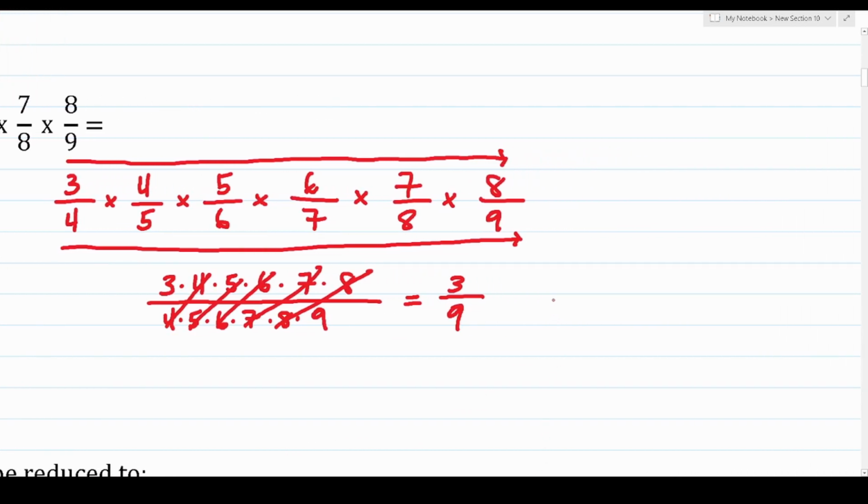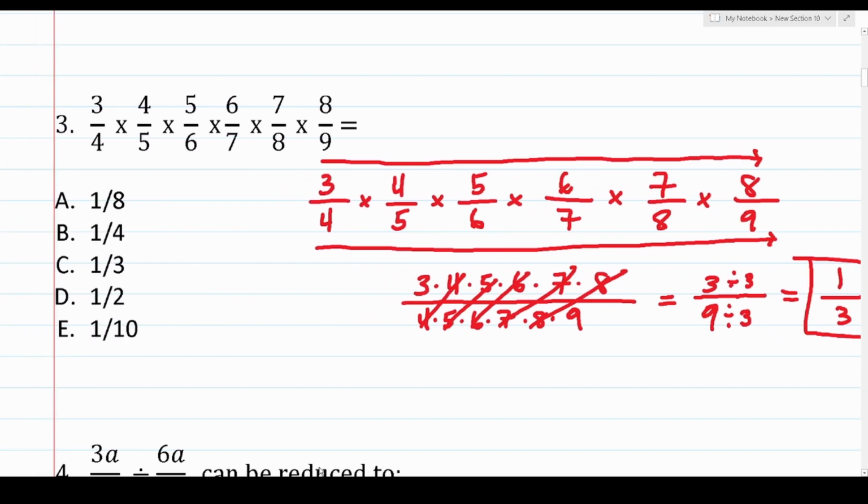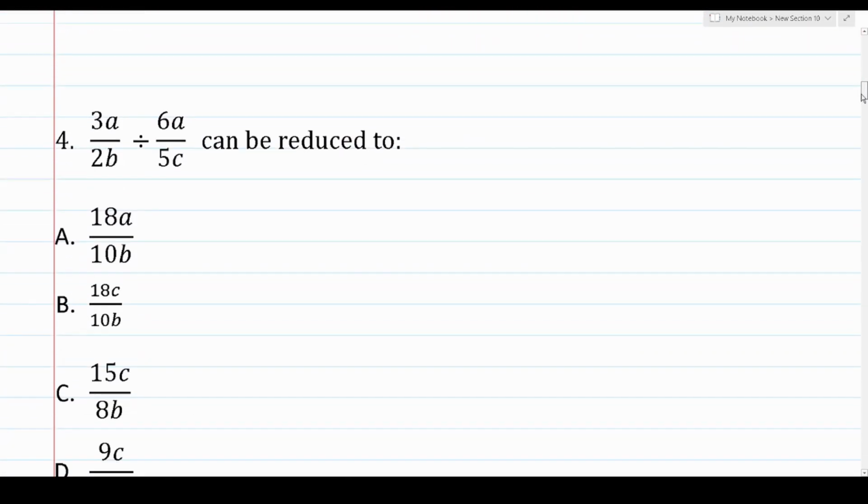And as we can probably tell, both 3 and 9 have a common factor of 3. So to reduce this fraction further, we can divide it by a common factor of 3. 3 divided by 3 is 1. 9 divided by 3 is 3. So we can see that this big long fraction, all these fractions multiplied together, result in 1/3, which is C. So not that difficult. Okay, so let's go ahead and move on to number 4.